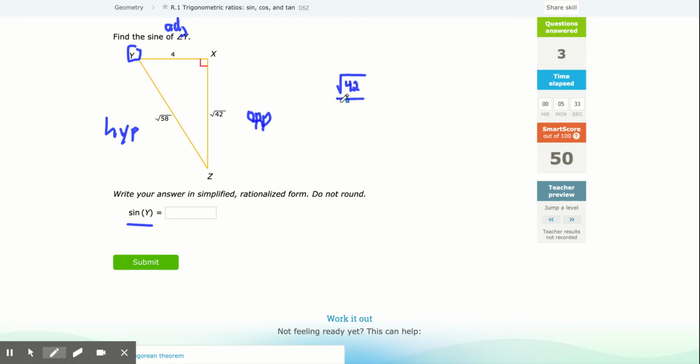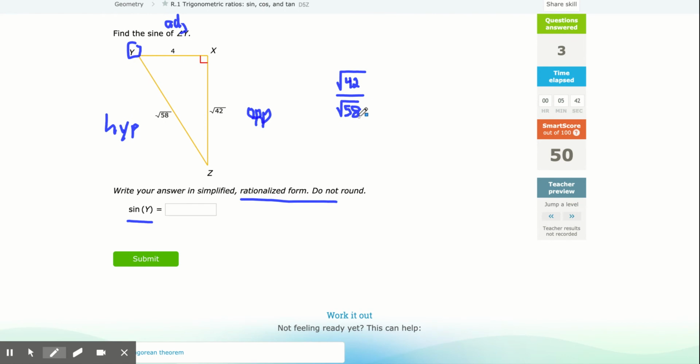Now here comes the hard part that you're not going to remember how to do, called rationalizing the denominator. And rationalized form means I can't have a square root of 58 in the denominator. So what I do is I multiply by 1. Yes, you heard me right, by 1. But what that 1 is going to look like is the square root of 58 over the square root of 58.